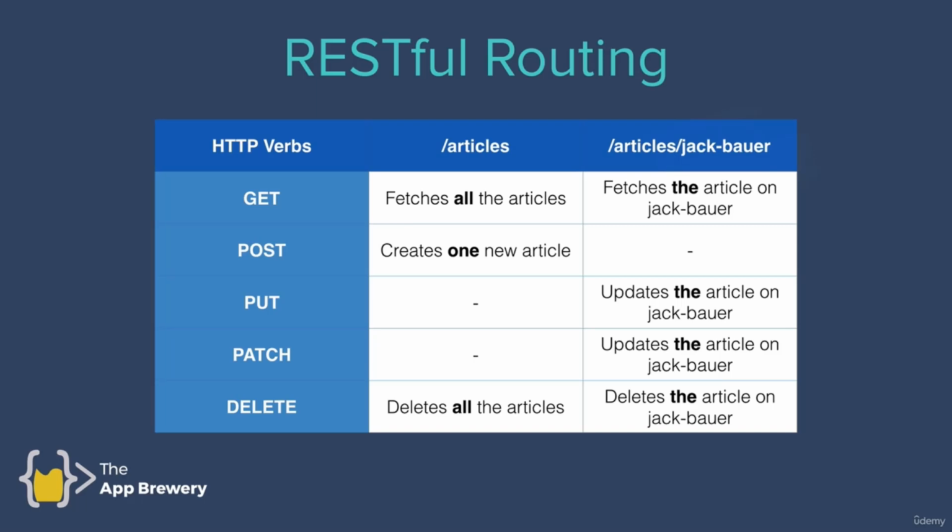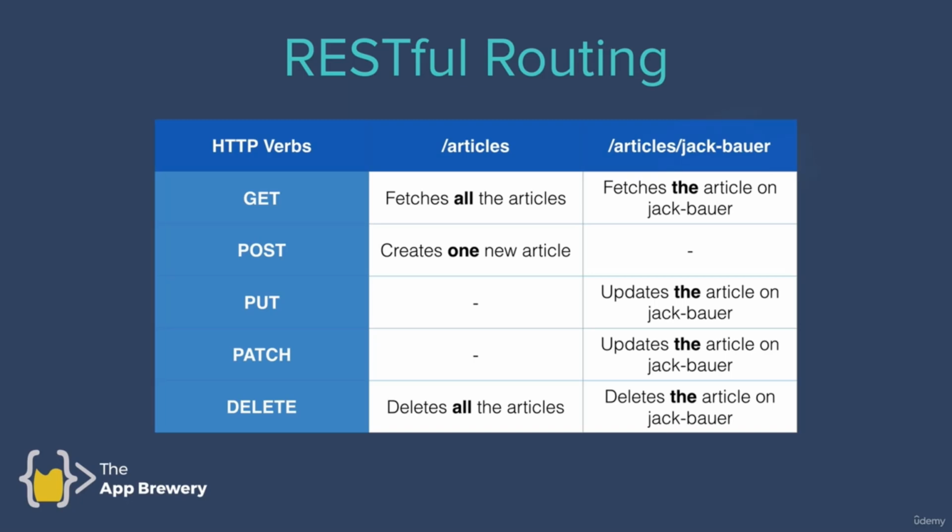Now, if we created a route for articles, then when a client makes a GET request to /articles, it should fetch all of the articles. And when they make a POST request to the /articles route, then it should create a single new article and add it to our database of articles. And when we make a delete request to /articles, then it would delete all the articles in our database.